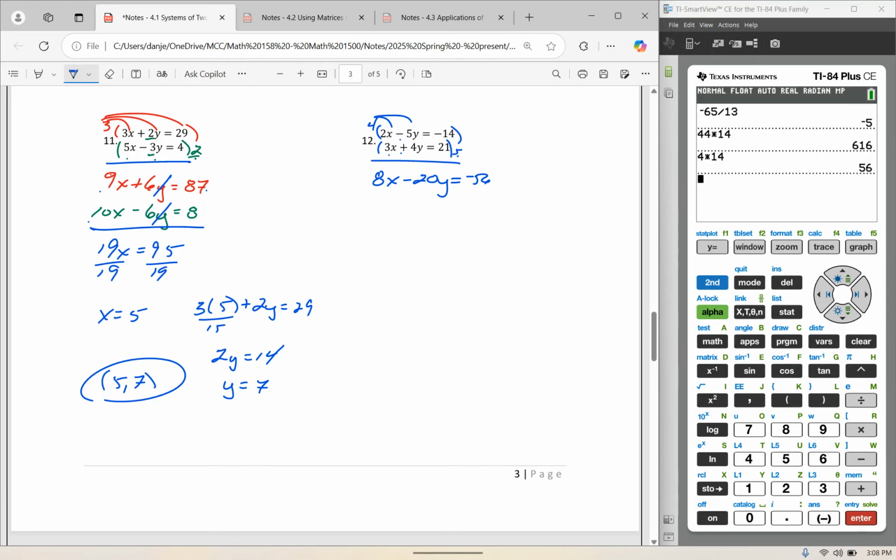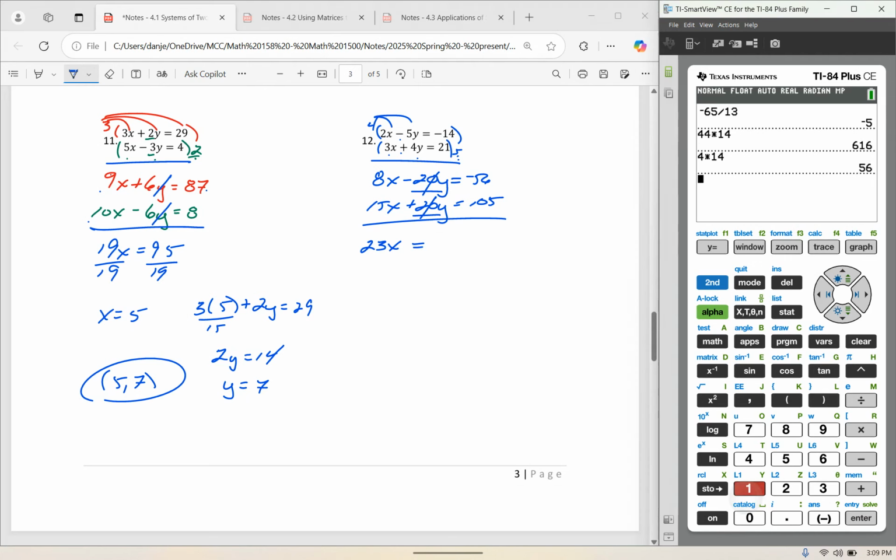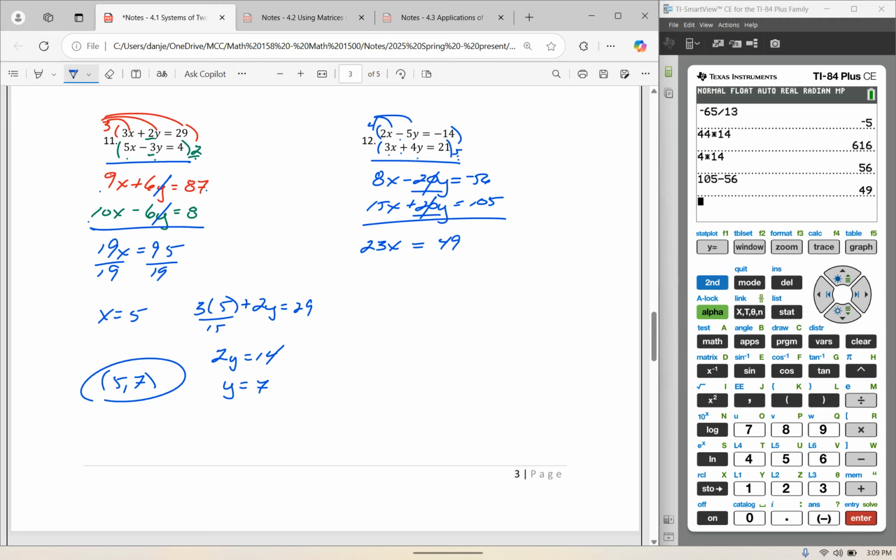5 times 3x is 15x. 5 times 4y is 20y, and 5 times 21 is 105. Notice I have a positive 20y and a negative 20y. I can simply add things together. 8x and 15x is 23x. The y's will cancel. And then 105 and a negative 56 is 49. Okay.